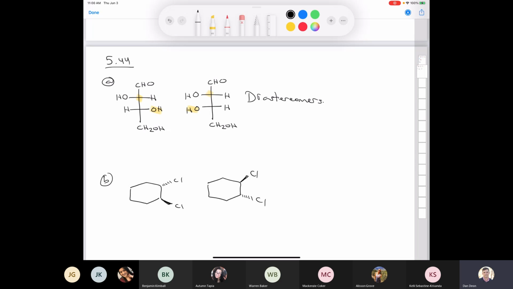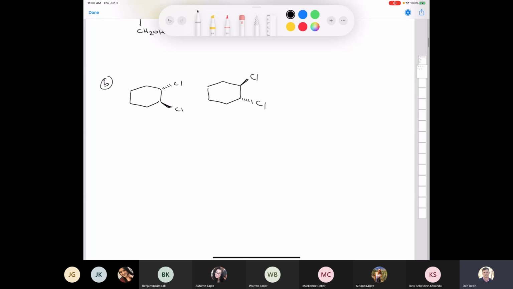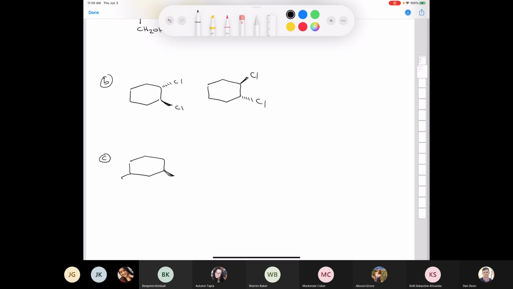What about B? What would be the relationship in B between the two compounds in B? Yeah, exactly. They're enantiomers, right? Because you can see that I flipped this dash to a wedge and I flipped this wedge to a dash. Yes, absolutely. So these would be enantiomers. There we go. What about C? What would be the relationship in C?